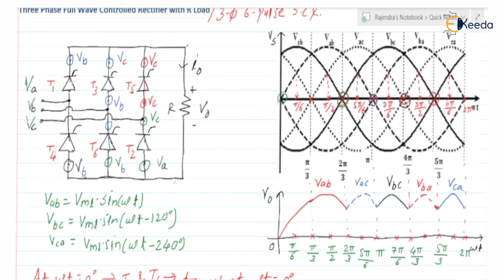When T5 T6 are in the on state, current will be flowing from VC, T5, load, T6 and VB. So VC to VB current is flowing, so load voltage will be VCB. Is this clear? If you check for the continuous cycle, for the very first cycle it is like this. But for continuous cycle, the output voltage waveform during 0 to pi by 3 will be VCB. After this it is VAB.